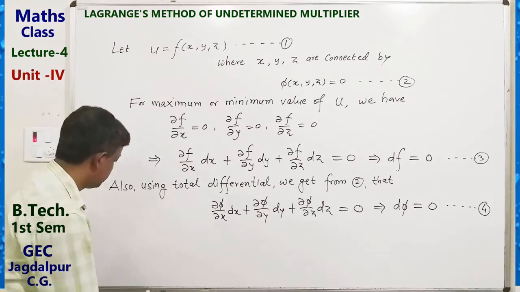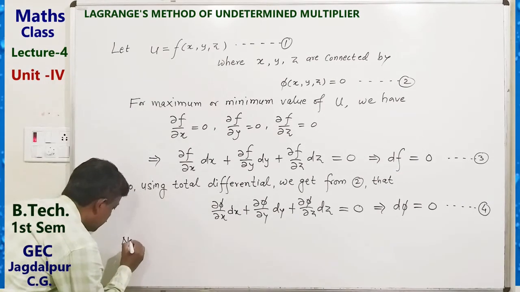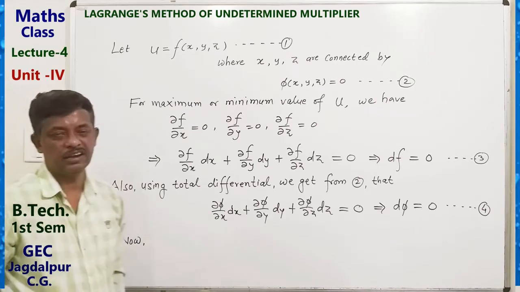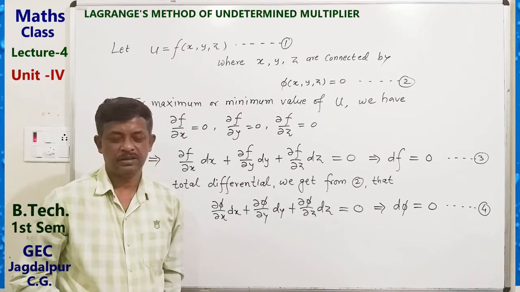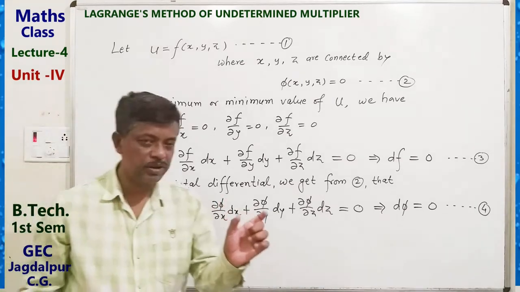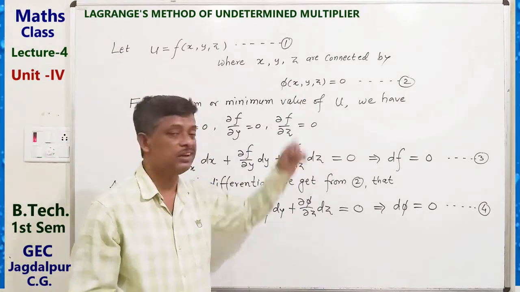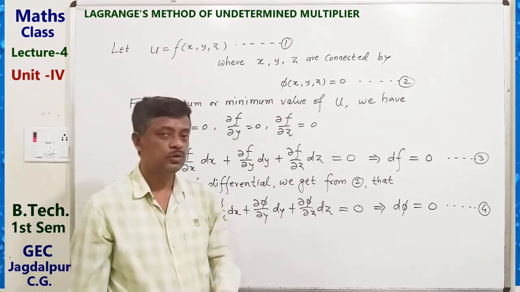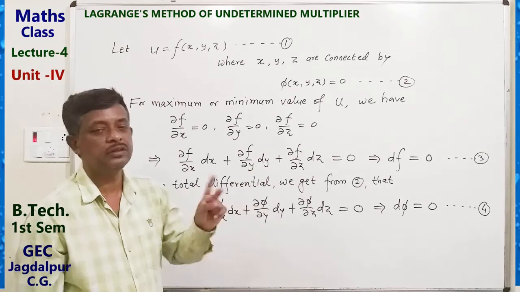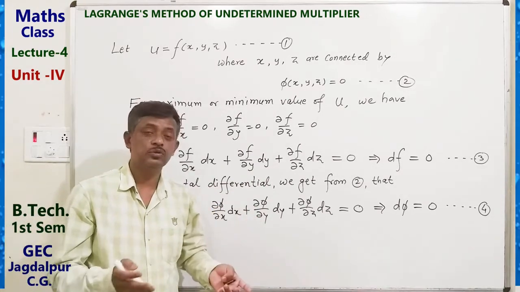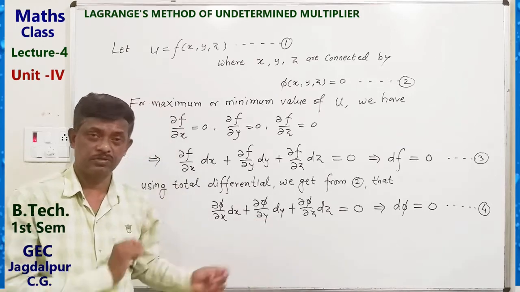Now we make a relation due to Lagrange's undetermined multiplier, because one multiplier we use here. Whenever one relation is given, we use one multiplier. If two relations are given, two multipliers. If three relations are given, three multipliers can be used, and that multiplier is used for finding stationary values.